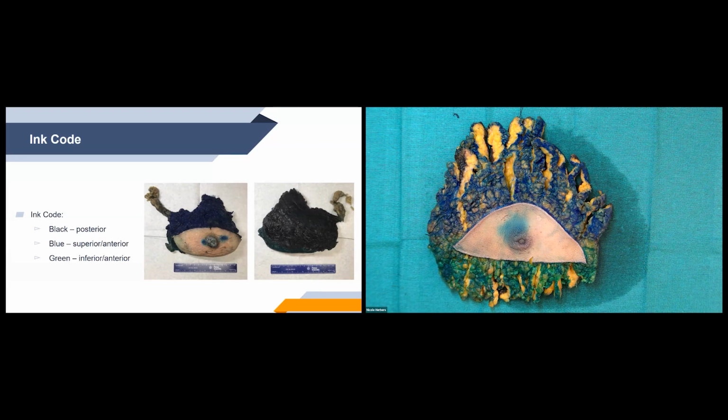So for inking code at our institution, like I mentioned before, we do black for posterior, blue for superior, and green for inferior. If we don't have skin, so if we have a skin or nipple sparing mastectomy specimen, we're going to just go halfway down the specimen and do the blue and the green also on the anterior surface. So if we don't have any skin, then that will also be included. So it will be blue superior/anterior and then green inferior/anterior.